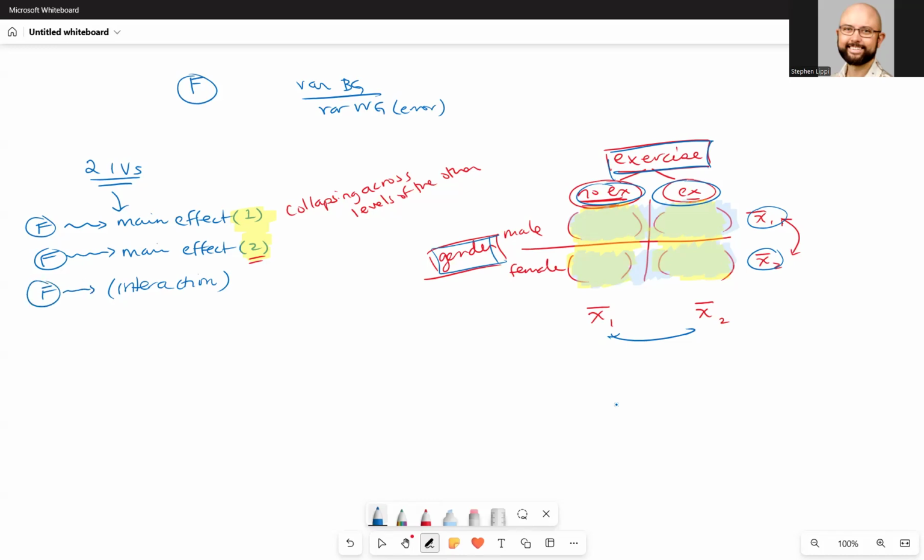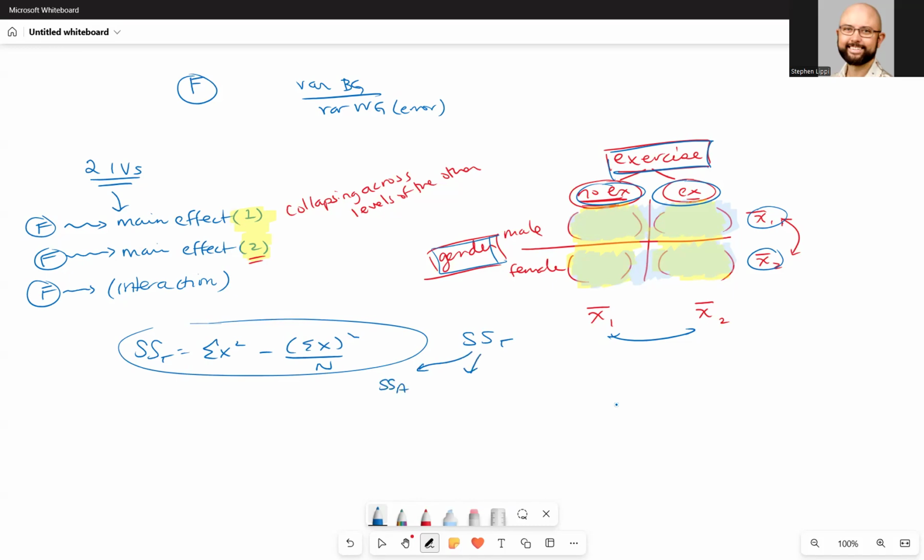Now, when we're doing these calculations, we always start with our sums of squares total, which is our sum of x squareds minus sum of x's squared over n. And this is something good to start with because we know that the sums of squares total is going to be broken down and partitioned into sums of squares for that first factor, sums of squares for the second factor, sums of squares for the interaction, and then sums of squares for the error or the residual. These all are going to add up together to give you that sums of squares total.